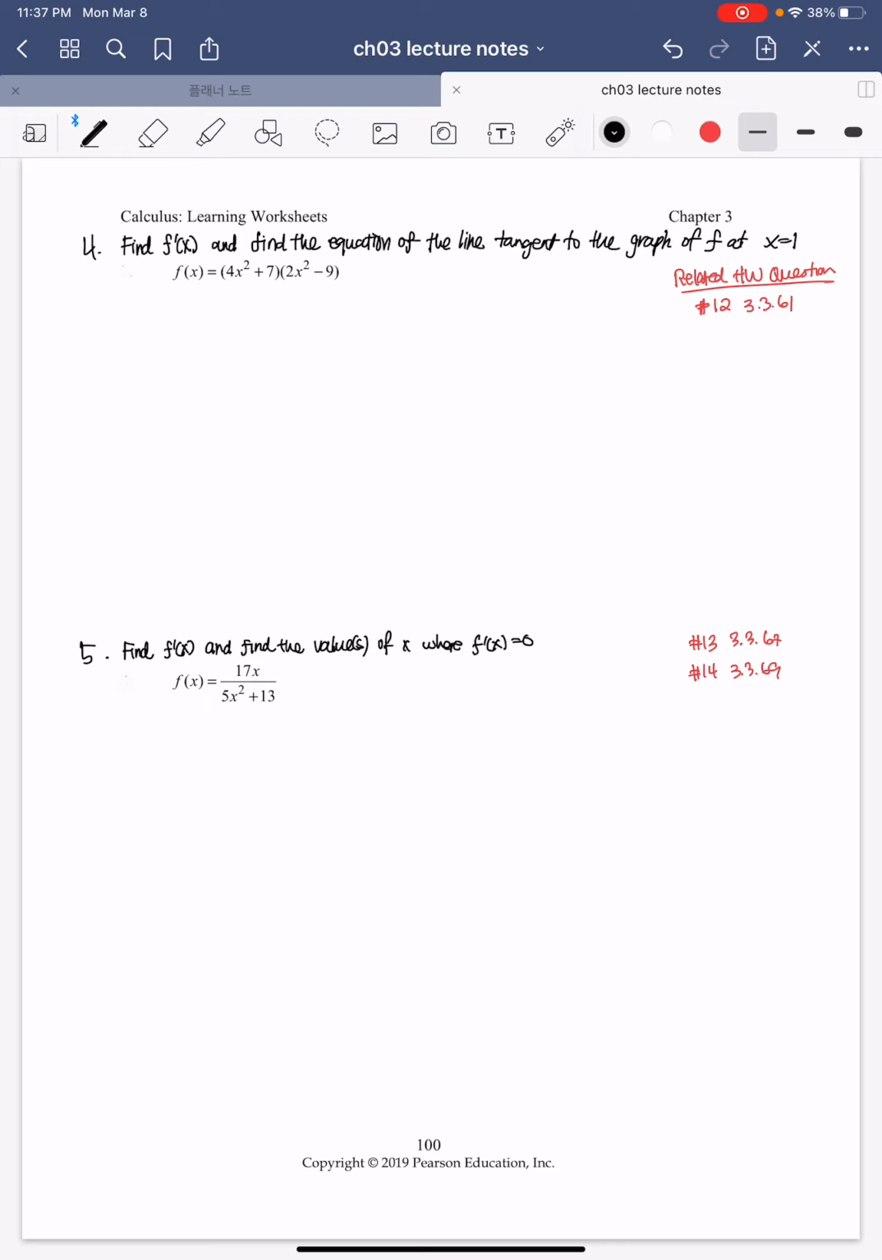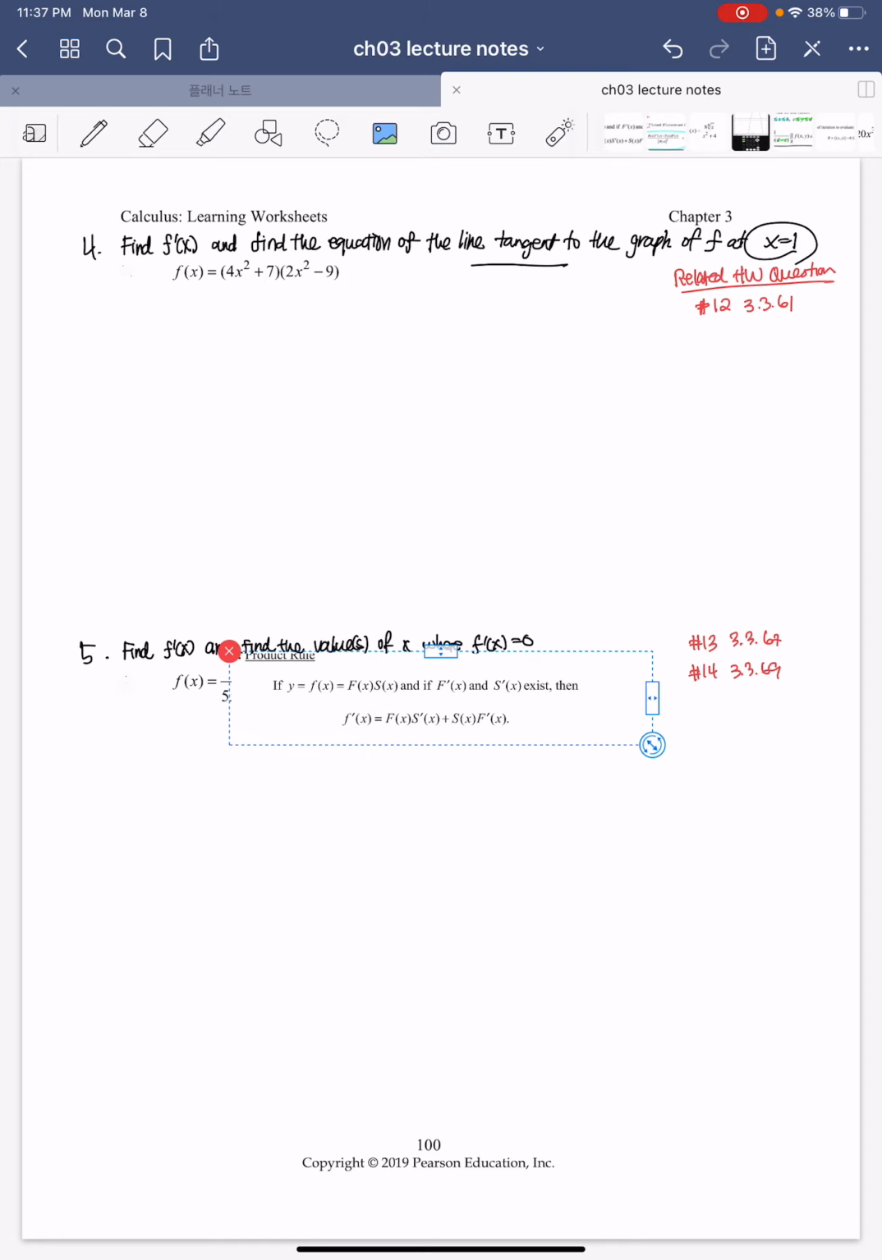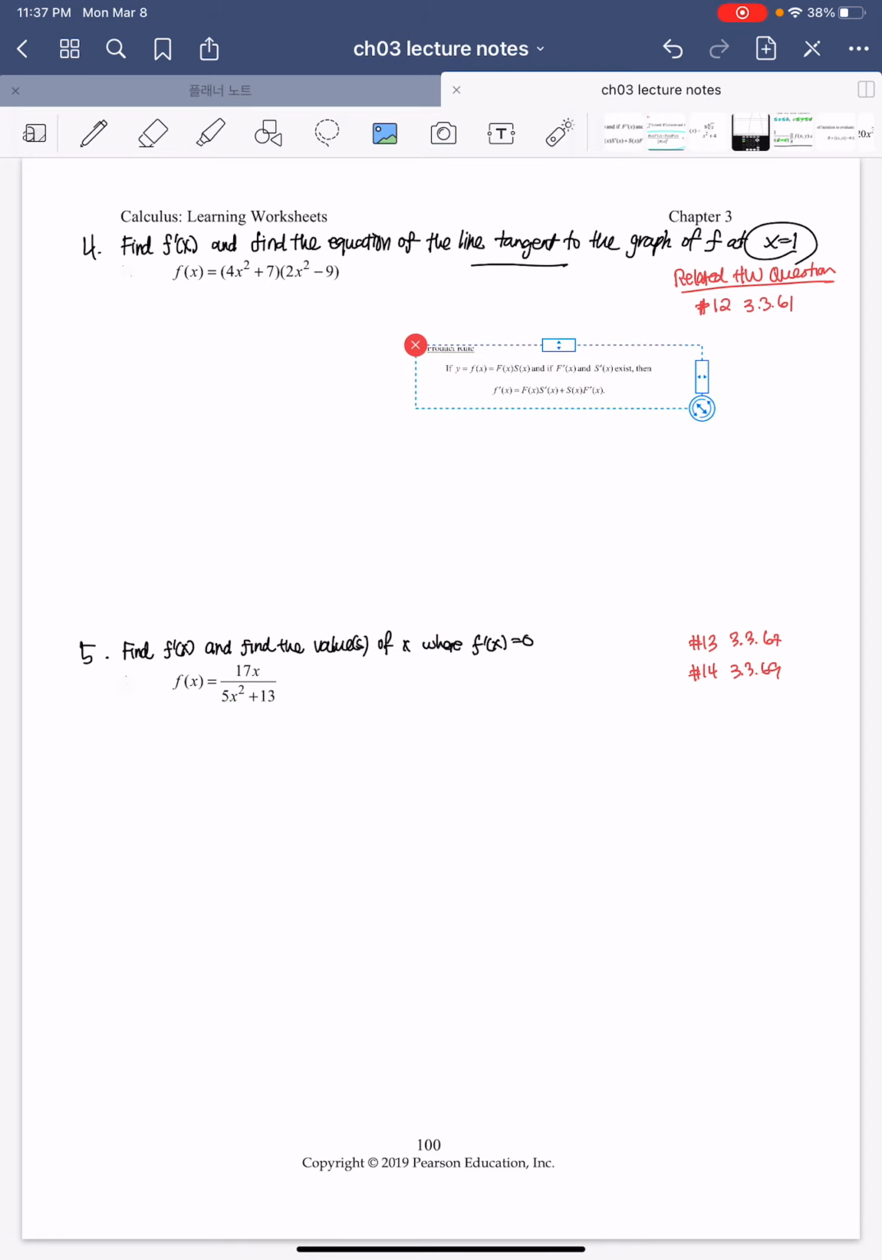So number 4 is asking you to take f prime of x and then find the equation of the tangent of a graph at x equal 1. So we did a couple tangent problems before. So let's try and find out the equation for the tangent line. First, let's begin with taking the derivative, f prime of x. Now you see that this is not a division, so you know that you're going to have a what? Product rule, right? You don't see a fraction, so there's my product.